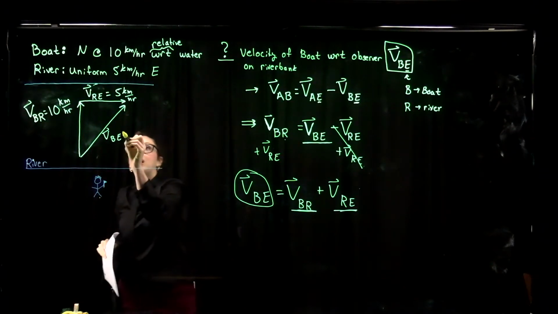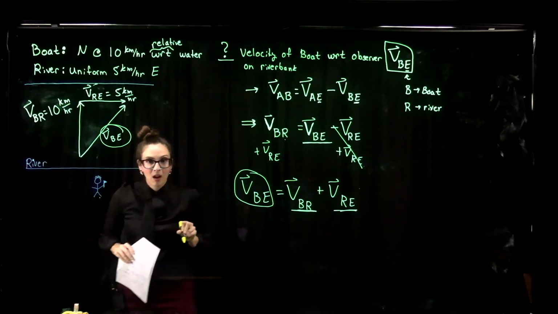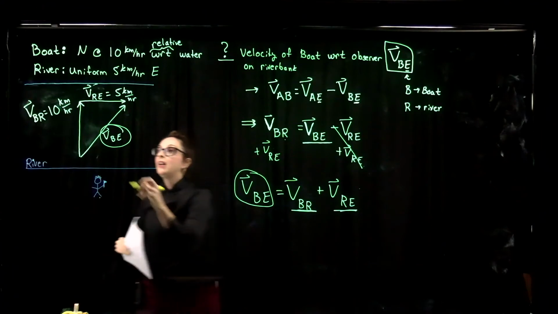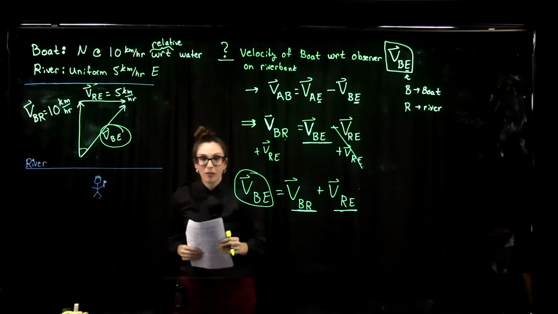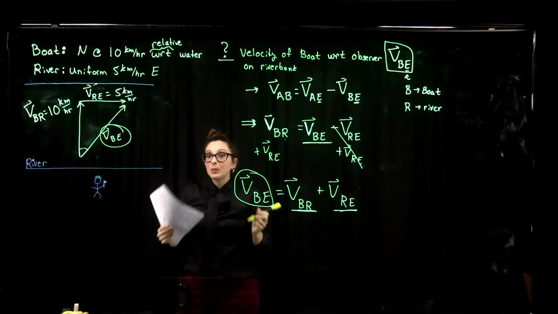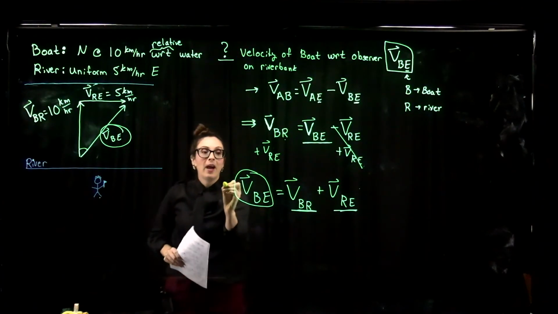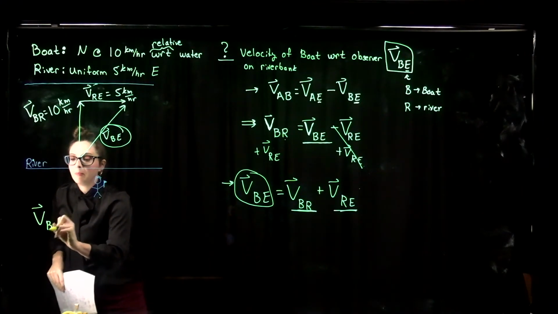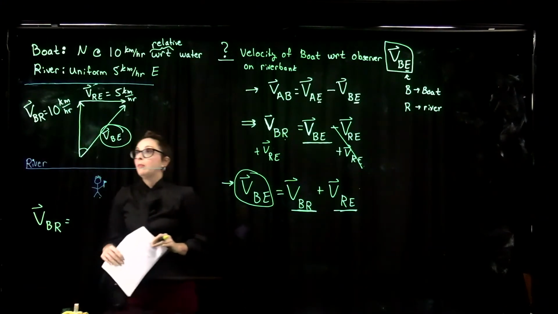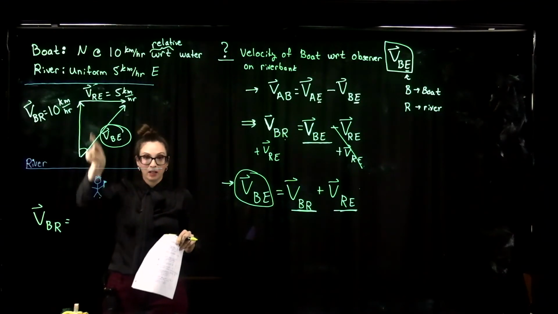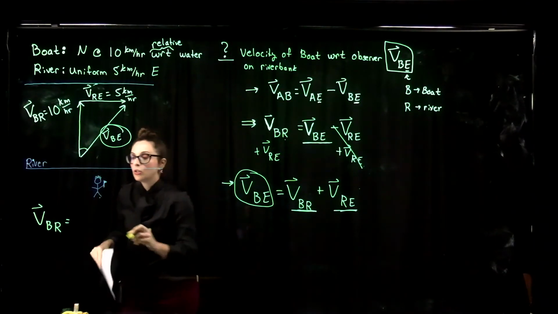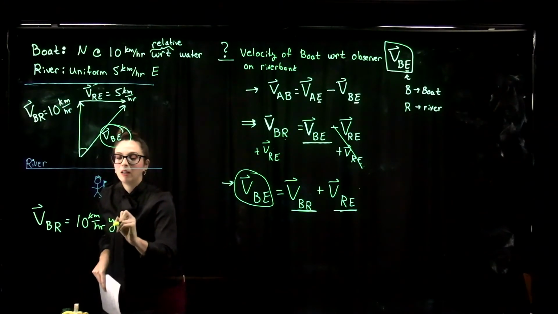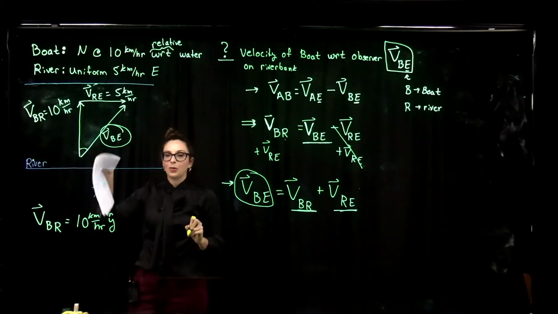And so we're going to figure out the magnitude of this vector here and its angle with respect to due north here, okay? So this becomes now just a vector addition problem after we talked about this. Okay, so let's think about our vector V sub BR, okay? This vector here only has a component in the y direction, okay? So it is just going to be 10 kilometers per hour in the y hat direction towards the north, okay?